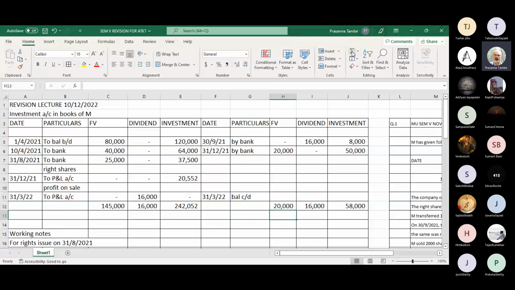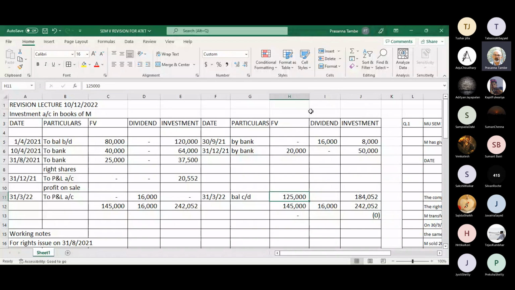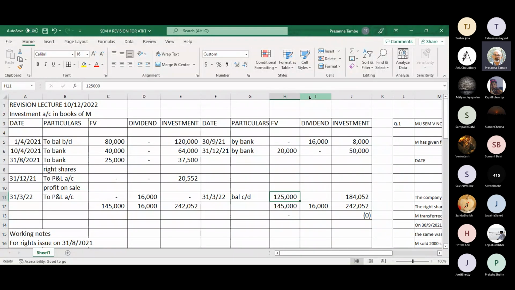Balance carried down. Now we have face value 1,25,000 and corresponding cost is 1,84,052. Face value of shares carried forward 1,25,000, and cost of these shares is 1,84,052.